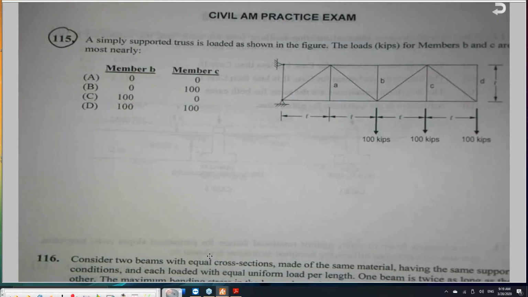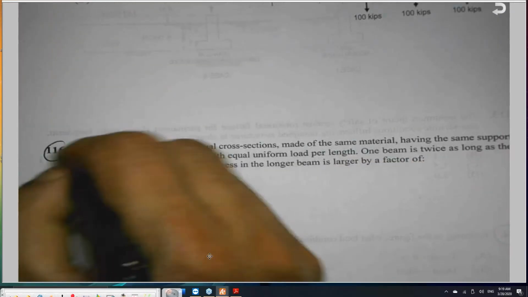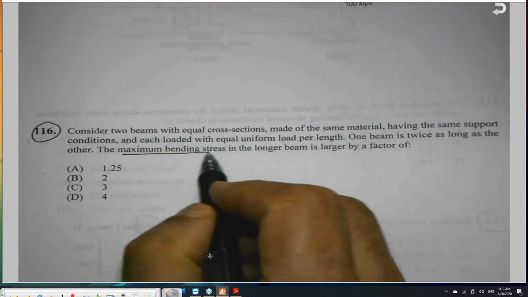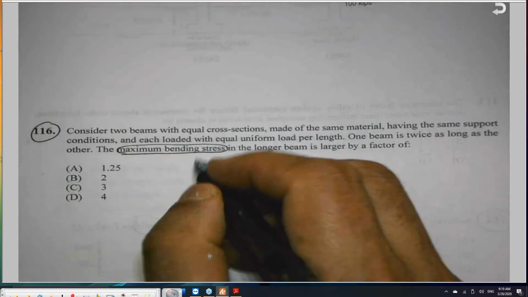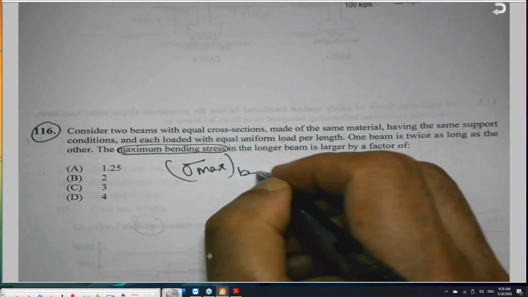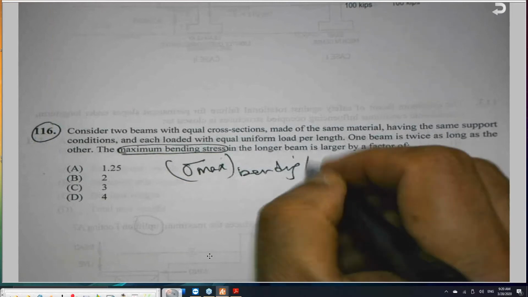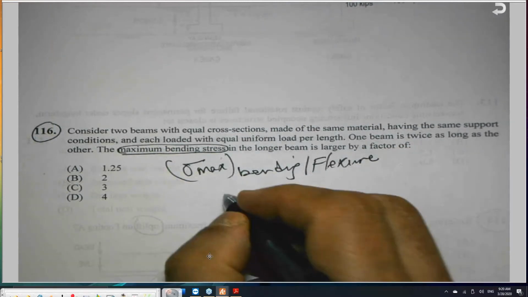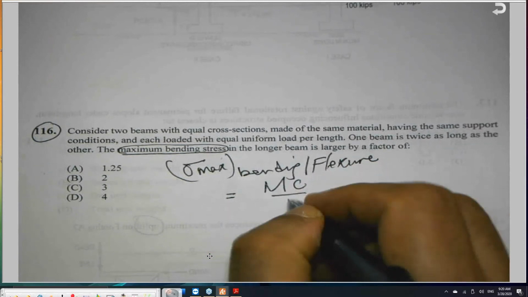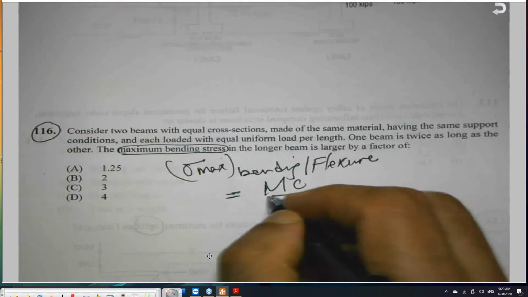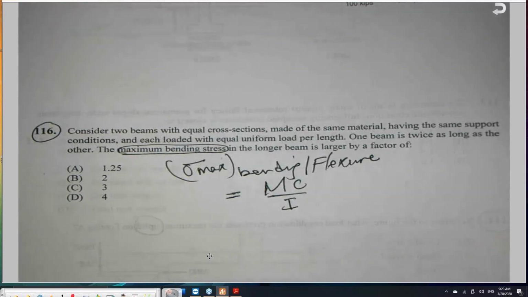This one problem here, if you have the blue book with you. Number 116, something related to the maximum bending stress, sigma max. Bending, or flexure, we call it flexure or bending, whatever name they are using. This is basically the famous formula, MC over I. Sigma max is equal to MC over I: the moment, times C, the distance from the neutral axis up to the extreme fibers, and I is the moment of inertia.